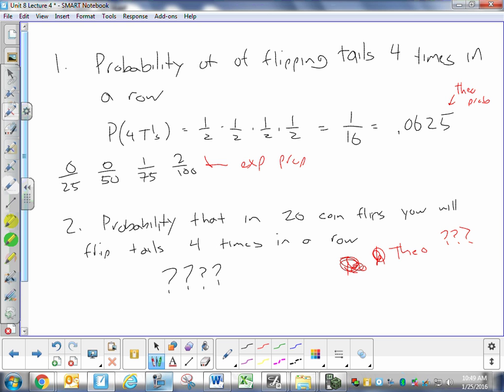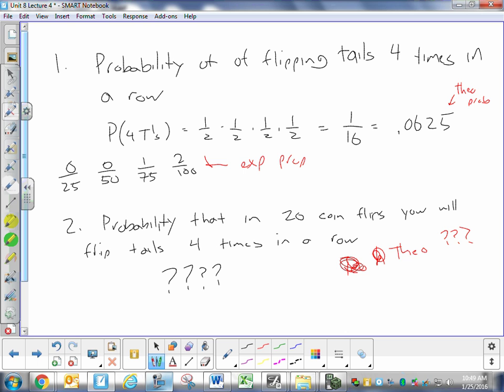Okay? Instead of worrying about the theoretical side, we'll go straight to the experimental side. I don't know what the probability is, but everybody's going to do this. I want everybody to flip their coin 20 tries. When you flip tails, start counting on your hand how many tails in a row you flipped. I like to keep the number of flips in my head.